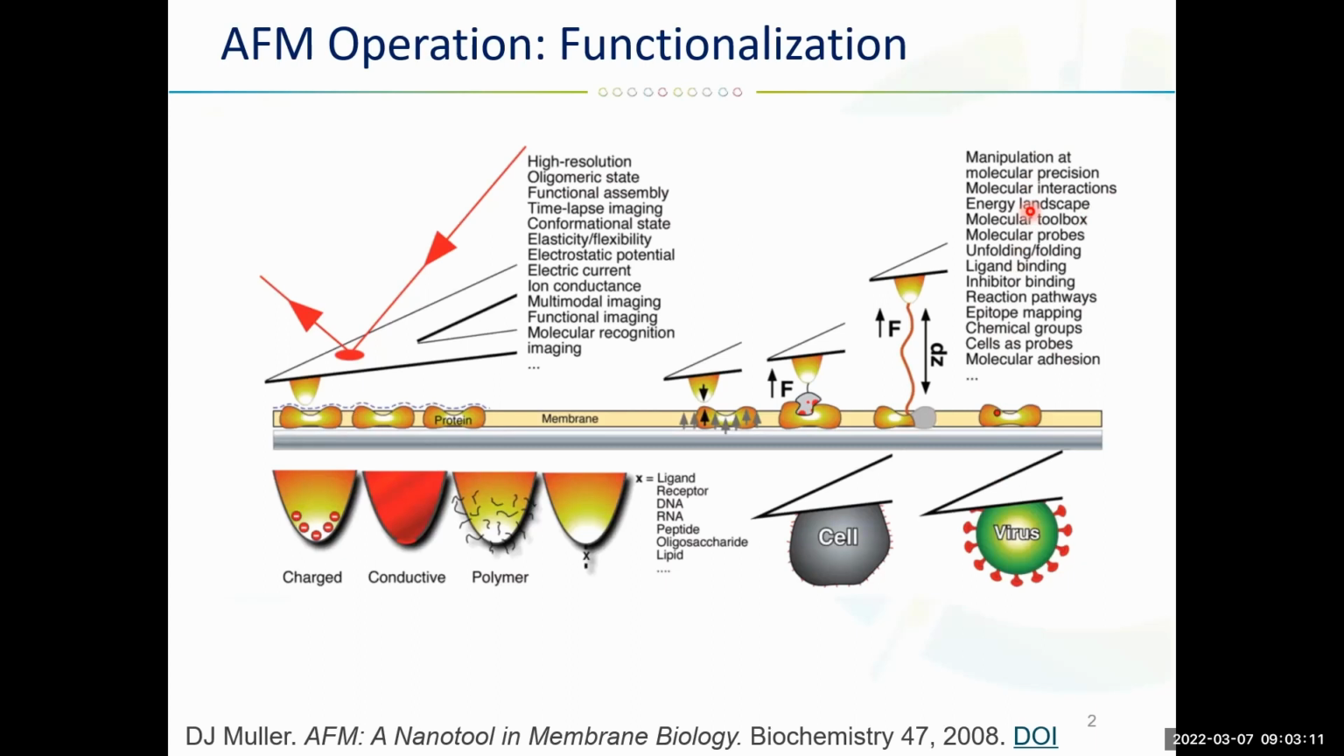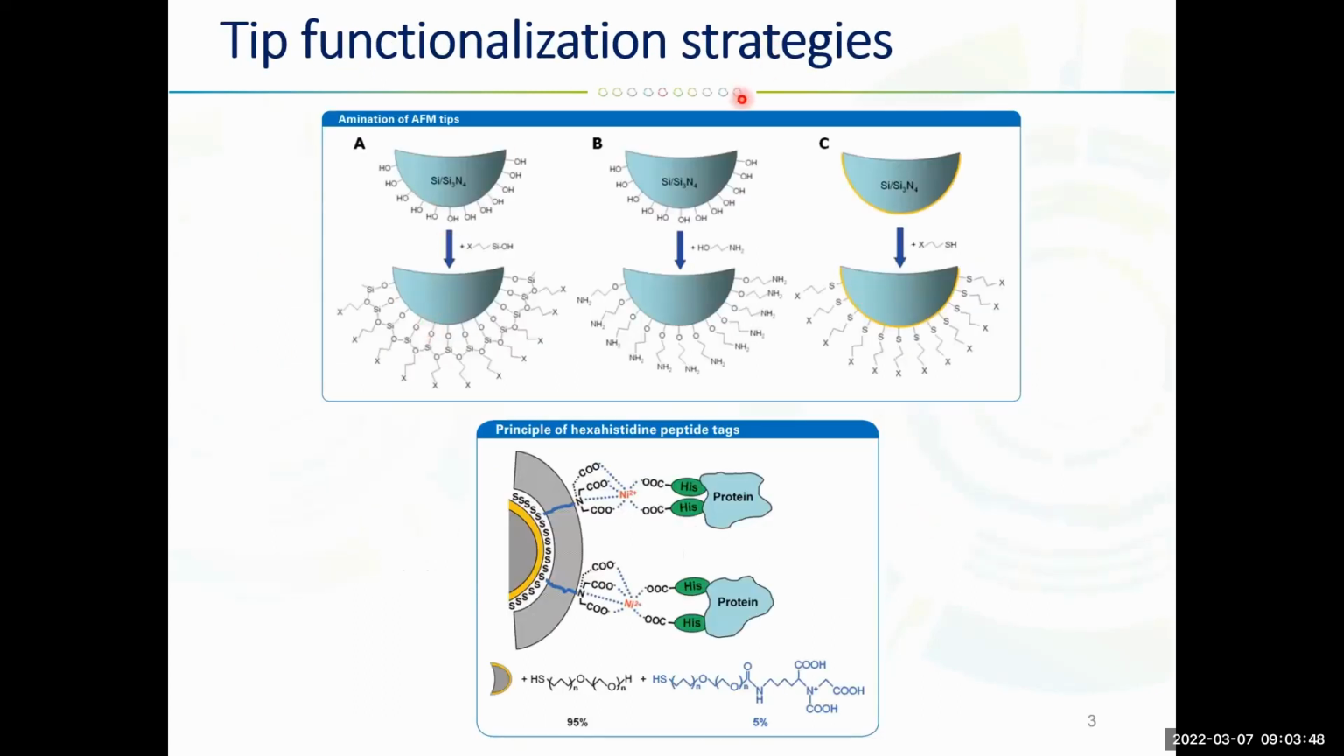All the applications that AFM can be used for are listed here. For example, we can develop characterization of biological objects using functionalized probes. They're shown here at the bottom. We can have some polymers attached to the tip, we can have a conductive tip, we have a charged tip, and so on. We can have cells or viruses as objects for investigation of the membrane proteins. There are different strategies that can be used for tip functionalization.